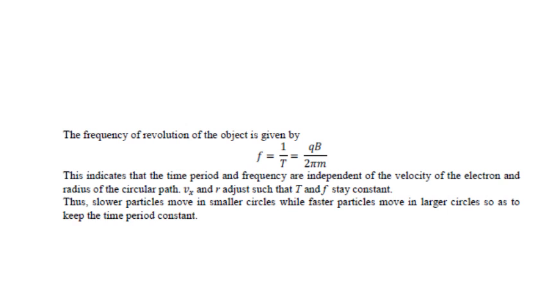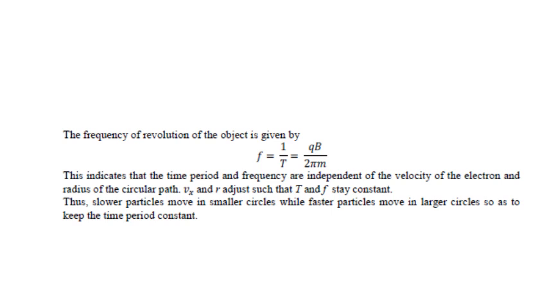The frequency of revolution can also be obtained using this. Frequency is the reciprocal of the time period, 1 upon T. Then this will be qB upon 2 pi m. The frequency indicates that the time period and the frequency both are independent of the velocity of the electron and the radius of the path. Vx and r adjust each other in such a way that T and f stay constant.